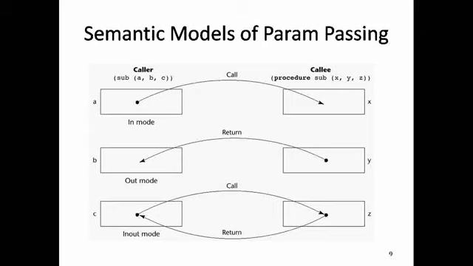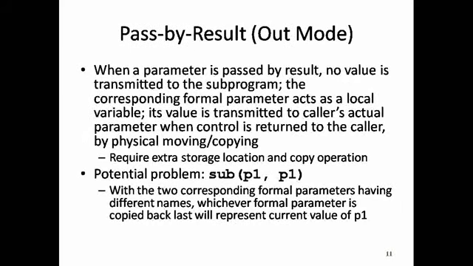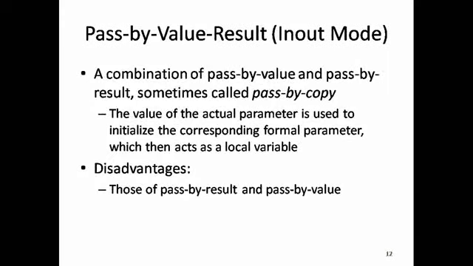Second, out mode, in which subprograms can transmit data to the actual parameter. And third, in out mode, in which they can do both. In the popular parameter passing methods, call by value is just like in mode, call by result is just like out mode, and call by reference is just like in out mode. Call by value parameters have their values copied into stack locations. The stack location then serves as storage for the corresponding formal parameters.